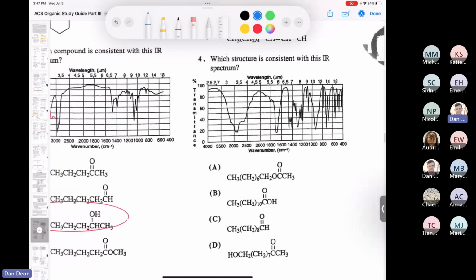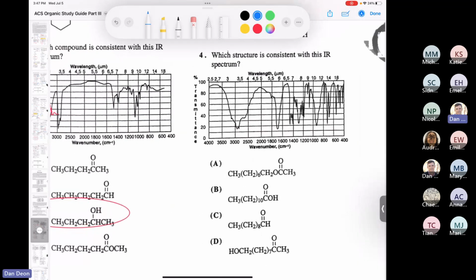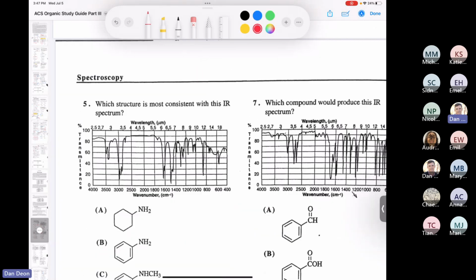Number 4. Does anybody recognize any functional groups in number 4? I'm sure you do. Yeah, it's a carboxylic acid, isn't it, right? This is the oxygen-hydrogen stretch of a carboxylic acid. And so the only one that's a carboxylic acid is B. So that seems reasonable to me. And you also have the carbonyl stretch here, or you have the carbon-oxygen stretch there. Okay, let's move on from there.